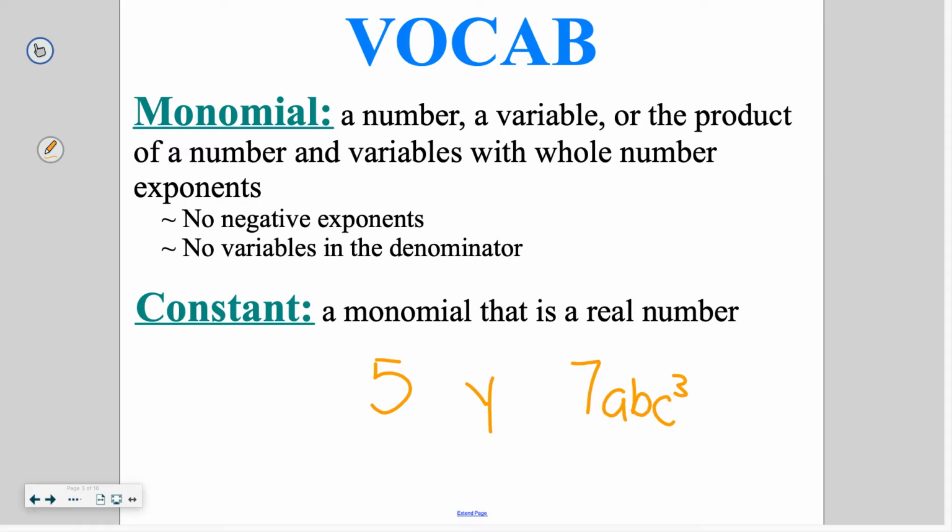A couple extra rules about monomials. They cannot have negative exponents, and there can be no variables in the denominator. As we know from our lesson 6.1, that's essentially saying the same thing, because if I said I have x to the negative second power, that's the same as saying 1 over x to the second power, but I just have both of those up there so that you're aware that both formats are not allowed. Special vocab word, a constant is a monomial that is a real number. So in this example right here, the number 5 we would call a constant.